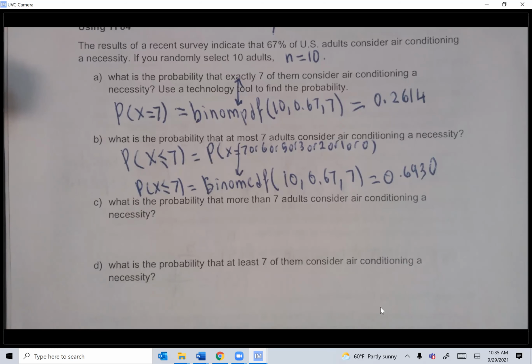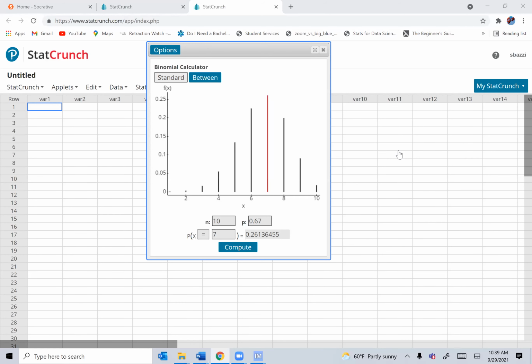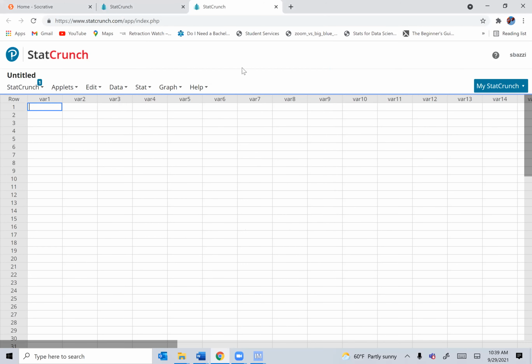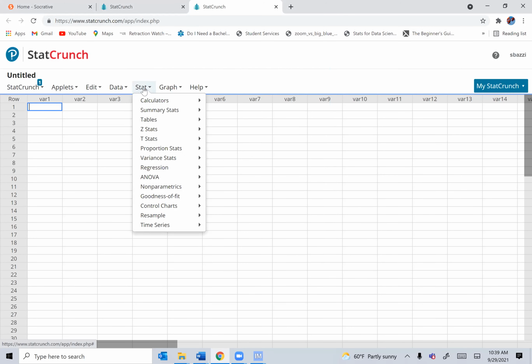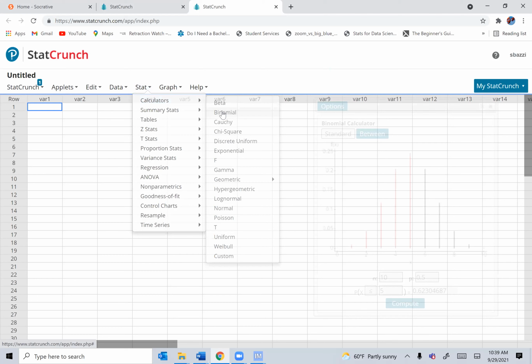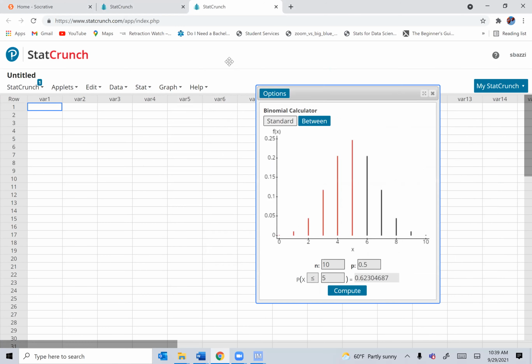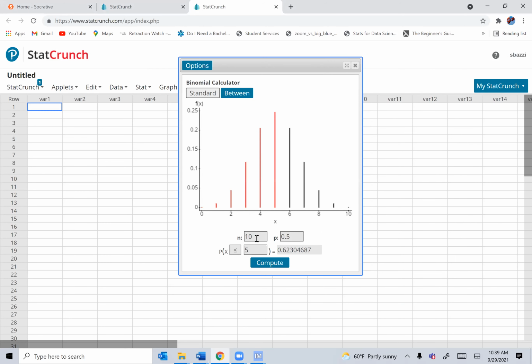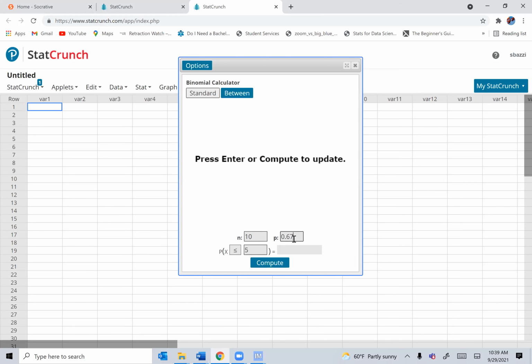Now, I want to show you something really nice online that you can use as well to find those binomial probabilities. Let me pause the recording for a second. So we're using StatCrunch right now. You log into StatCrunch, you go to Stat, Calculators, Binomial Calculator, and then you enter the value of N, you enter the value of P. These are fixed, they don't change, probability of success. And then you answer the question.